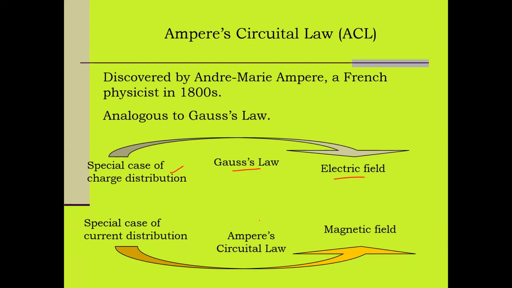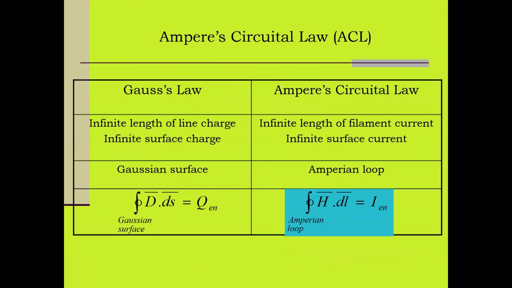Okay, and the same thing applies for the ACL, in which the ACL can be used to calculate the magnetic field intensity for the case of a special current distribution. Okay, so what is meant by special case of current distribution? So we're going to see it later in this lecture.